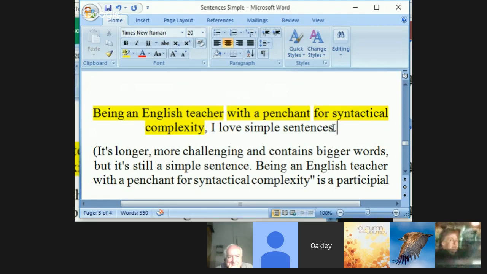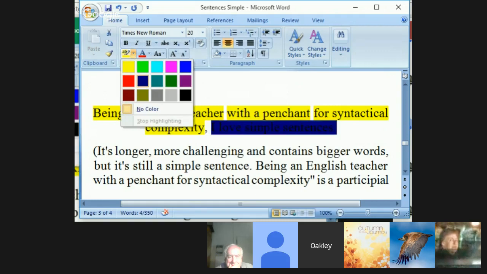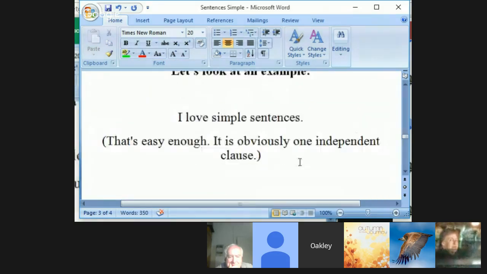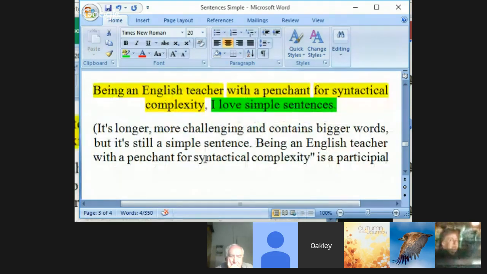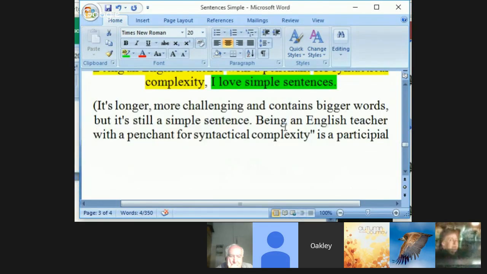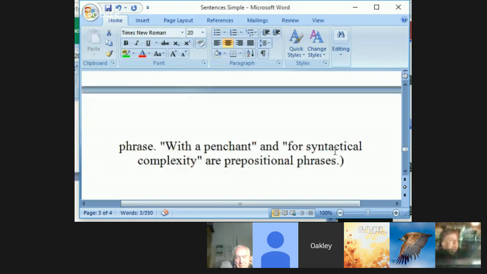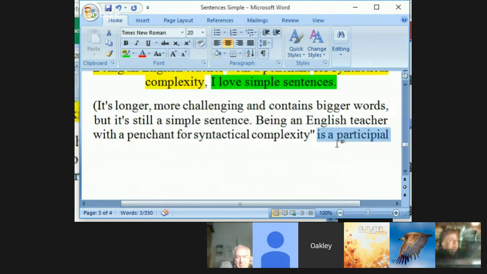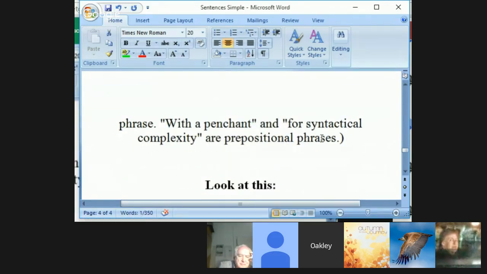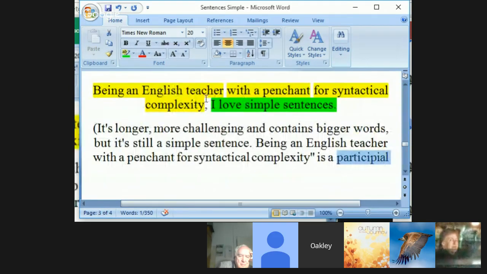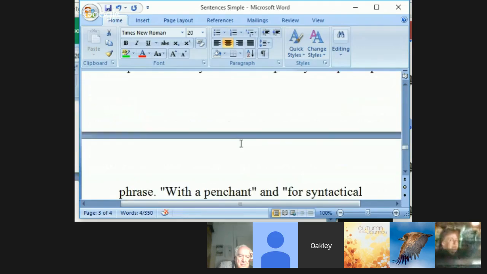All right. This, I love simple sentences. This is your actual sentence, your actual one independent clause. There it is, with 3 different phrases. It's still, however, a simple sentence. Being an English teacher with a penchant for syntactical complexity, it is a participial phrase. Participial means part, particle, part. These are prepositional phrases. You could call this a gerund phrase or a participial phrase.